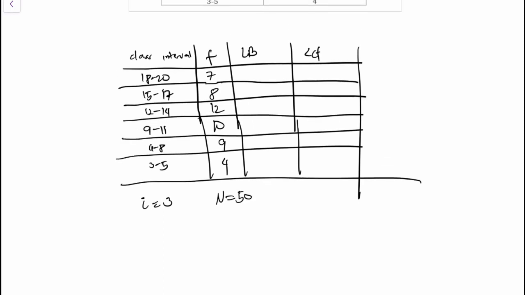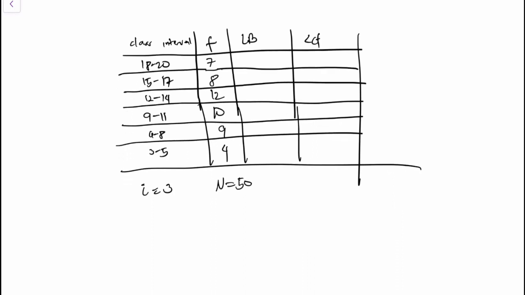Now we will find the LB or the lower boundary per interval. In getting the lower boundary per interval, we just look at the lowest boundary per interval. So for 18 to 20, you have 18 as the lowest boundary. We will just subtract 0.5 from the lowest boundary, which is 18. So 18 minus 0.5 is 17.5.